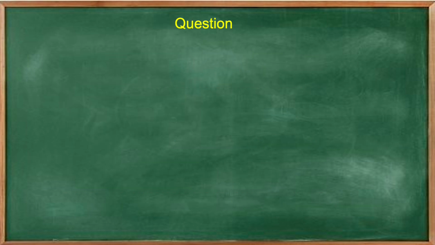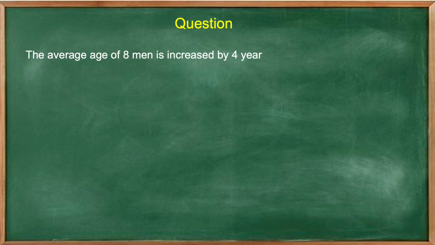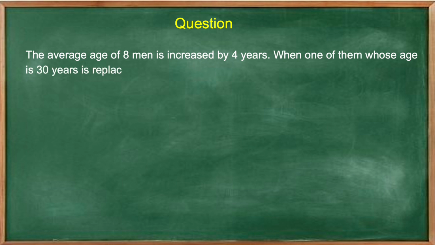Let's solve a question now. The average age of 8 men is increased by 4 years when one of them whose age is 30 years is replaced by a new man. Find the age of the new man. So we have a direct formula for this type of question where an old person is replaced by a new one and average is increased.